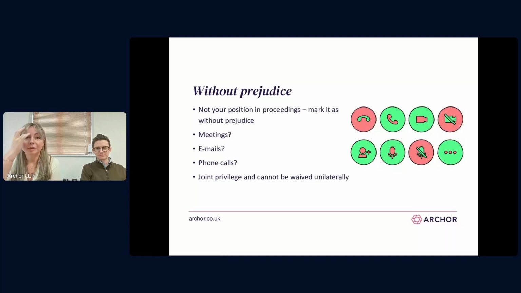Now, if you do wish to make an offer of settlement, which you don't want a judge or adjudicator to see at a later date, you must clearly mark any correspondence without prejudice. So don't rely on this at being the start of an email chain. Mark every email in that chain as without prejudice. On a call or in a meeting, make it clear that this is being held on a without prejudice basis, and ensure that the other party or parties agree to this before proceeding.